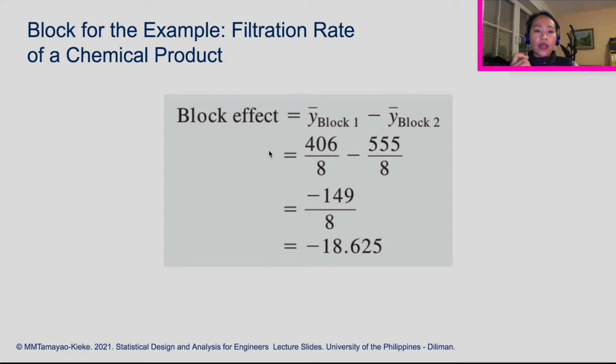The block effect can be computed simply as the difference between the means of the two blocks, the mean of the observations between the two blocks. So in our case, the mean for block 1 is 406 over 8, and that for block 2 is 555 over 8. And this is equal to negative 149 over 8, or negative 18.625. And this means that the mean of block 1 is about 19 units lower than block 2.